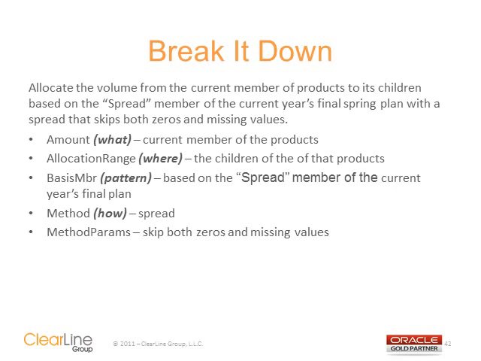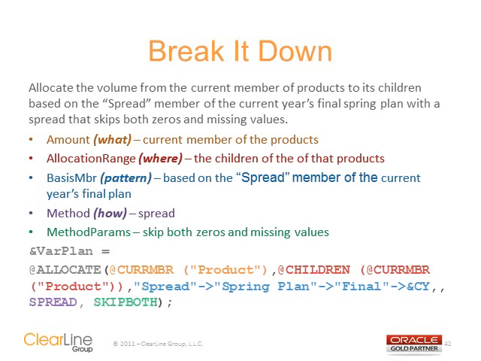This is actually pretty easy to do. The what is just the current number of products, the where is that member's children, the how is a spread, and the pattern is based on the current year's final plan. We also need to add an optional parameter for the skip missing and 0 values. The next thing we need to do is just plug in our information into our allocation formula. Now our allocation is basically done.